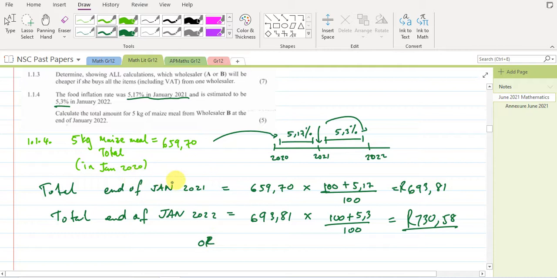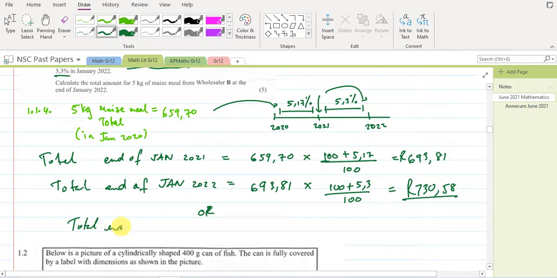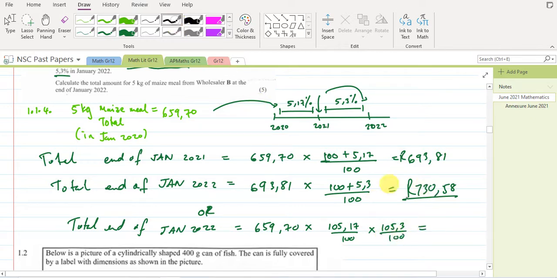Or you can just do it in one step. So total end of Jan 2022 is equal to, you take the original amount, which is 659,70 times 105,17 over 100 times 105,3 over 100, and you should end up with the same answer, which is 730,58, right? You should end up with the same answer. Do it, guys, and comment.